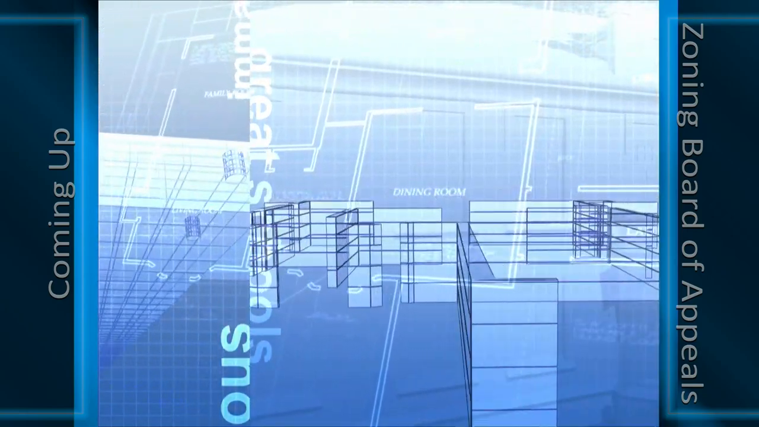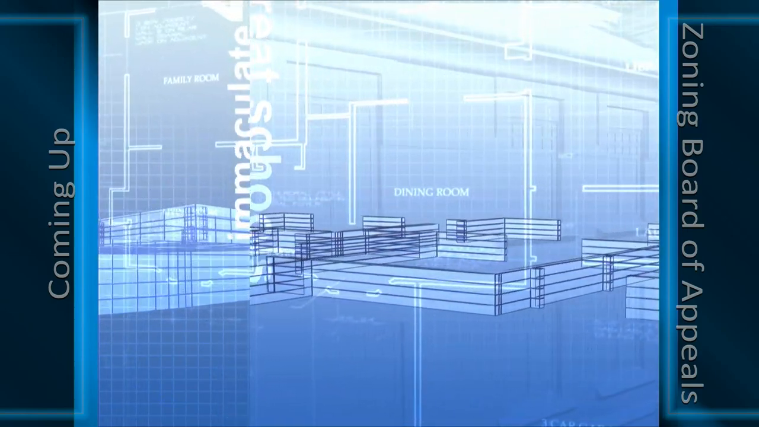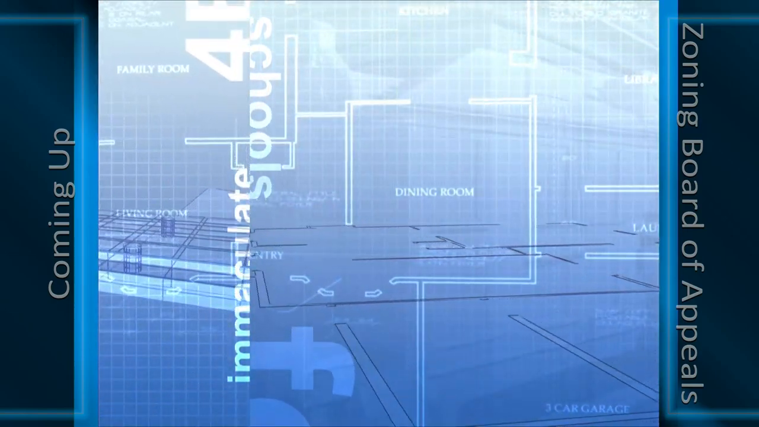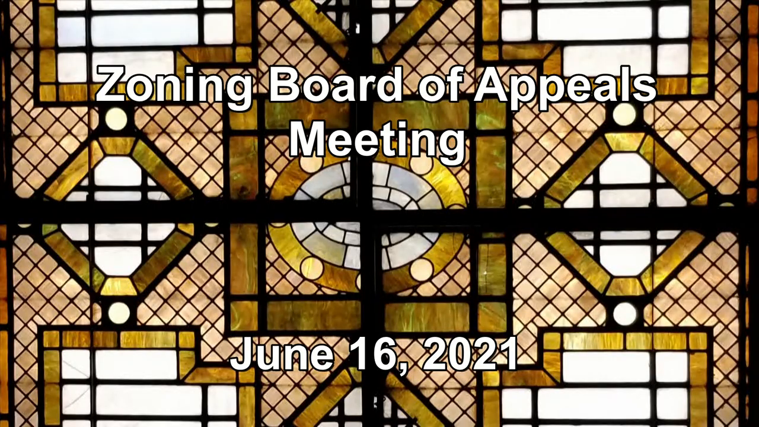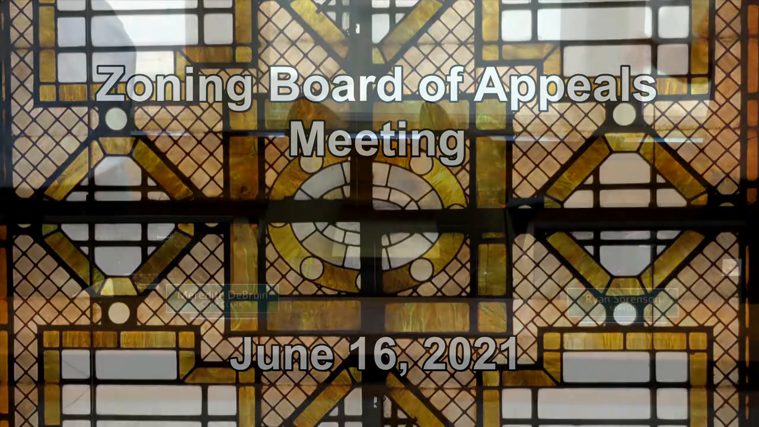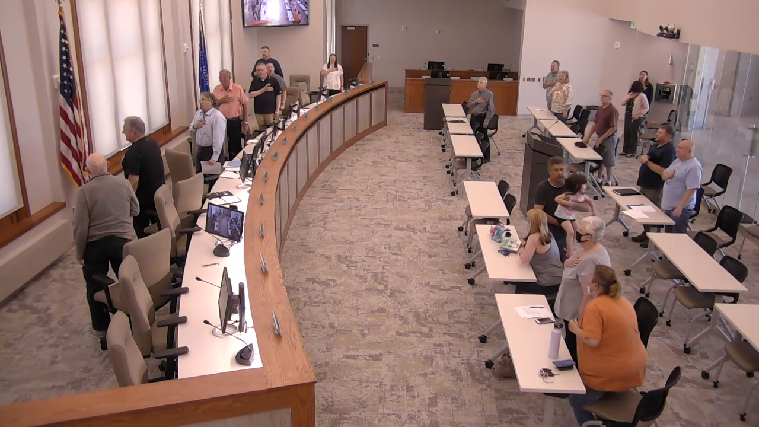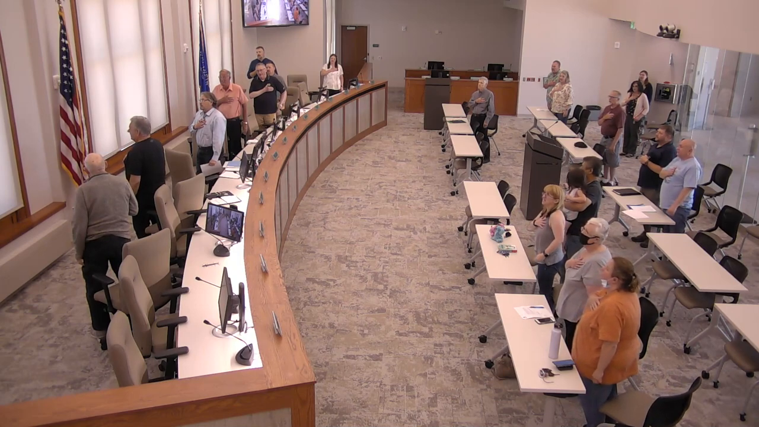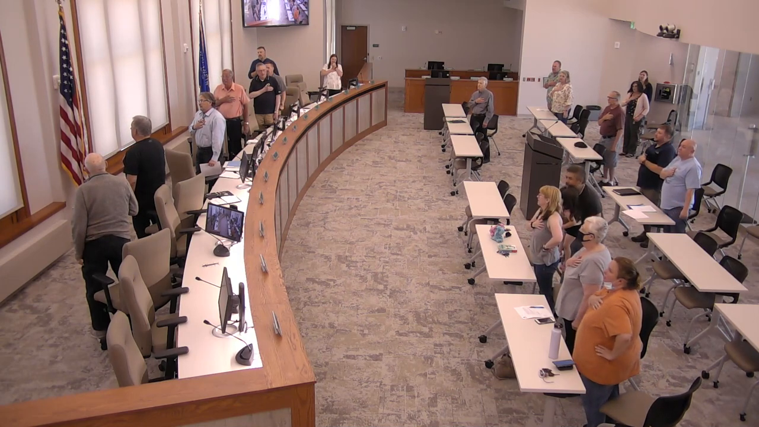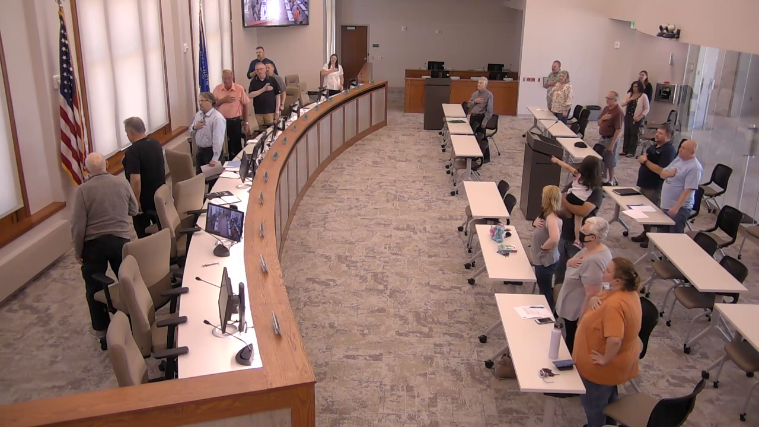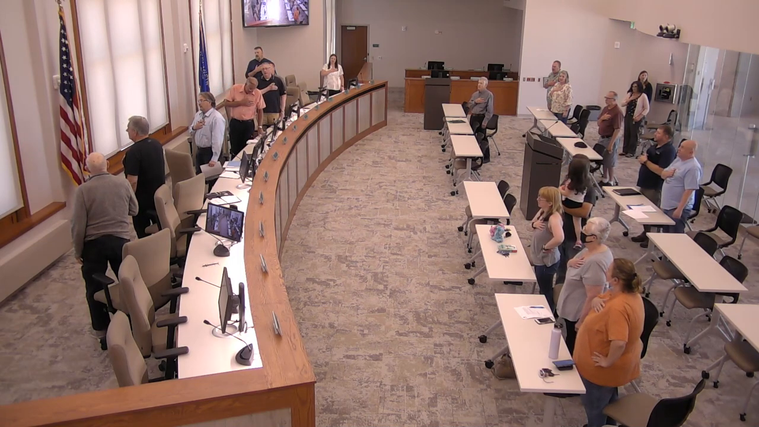So I think we're all set. It's 3 o'clock, so I'd like to call the meeting to order. First thing in order today is we're going to do the Pledge of Allegiance to the flag, which is standing right there. I pledge allegiance to the flag of the United States of America and to the republic for which it stands, one nation, under God, indivisible, with liberty and justice for all.